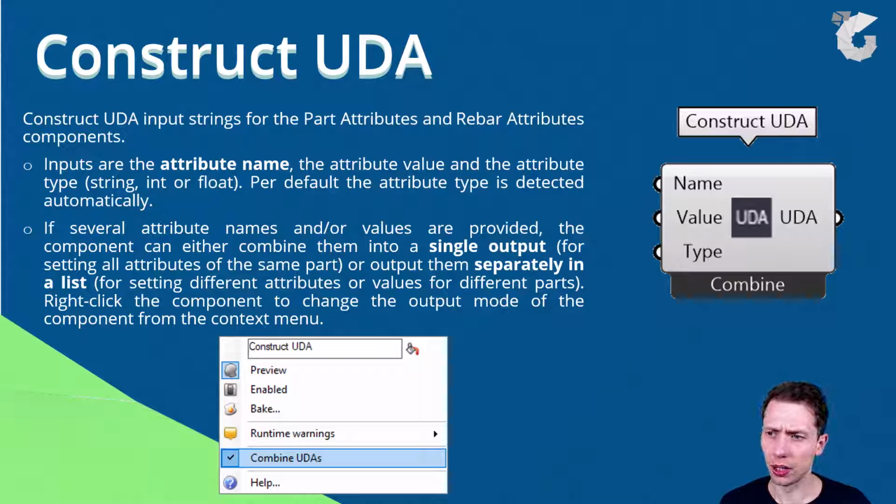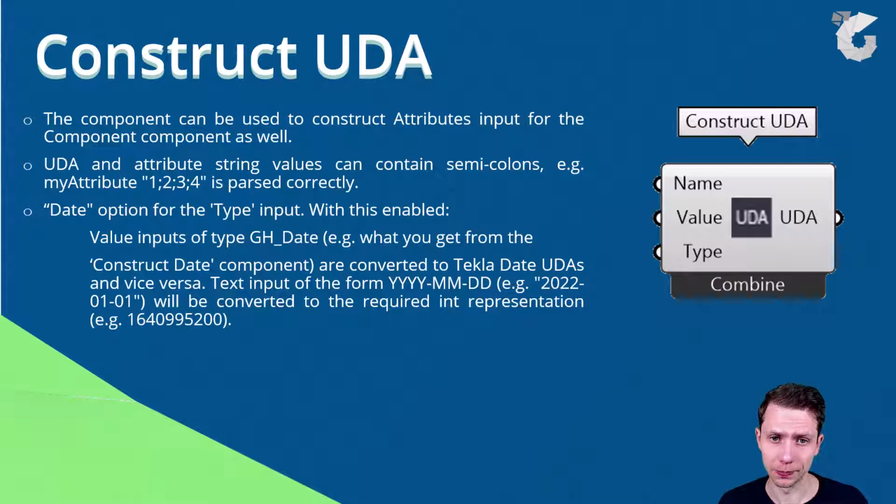If you right click on the Construct UDA component, you will see that there is an option, Combine UDA. And here is the difference. If several attribute names or values are provided to the component, it can either combine them into a single item, so for setting all attributes into one part, or we can do it another way and output them separately, in a list. So in this case, you will set all the attributes or values for different parts, not just one. But I will also show you how we can work in data trees.